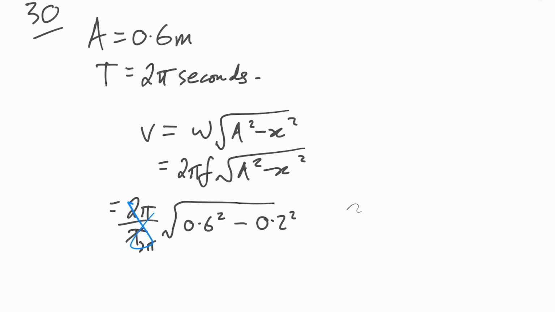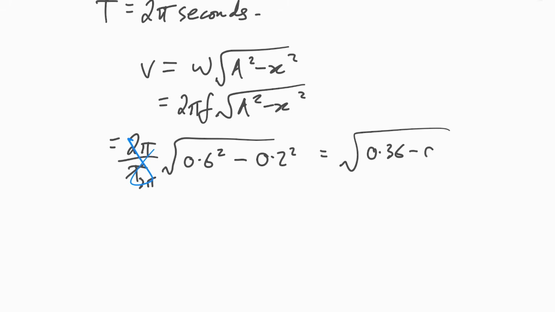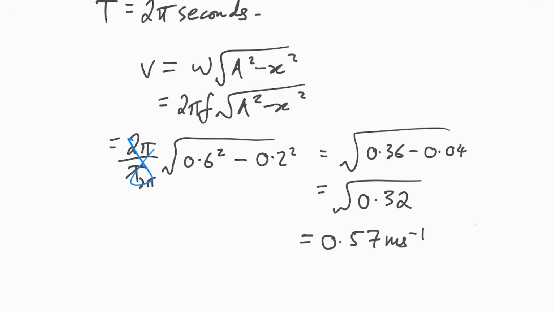And so we just end up with the square root of 0.36 take away 0.04. And so this ends up being the square root of 0.32. Can't do that in my head. And they do have 0.32 there to throw you off, but no, we want the square root of that. And it ends up being 0.57 meters per second. So I reckon it's B.